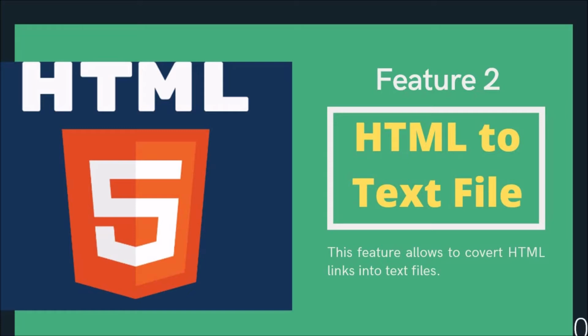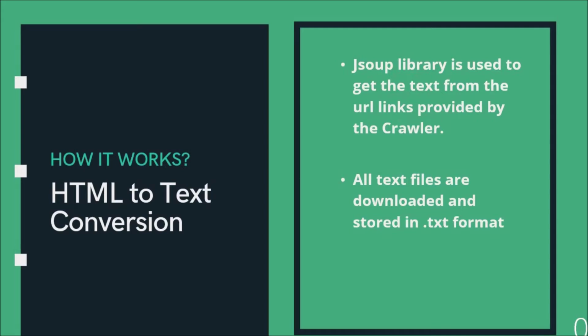So as said, the next feature is HTML to text file conversion. This feature allows to convert HTML links to text files. So the JSON library is used to change the text from the URL links provided by the web crawler from the first feature, and all the text files are downloaded and stored in .txt format.